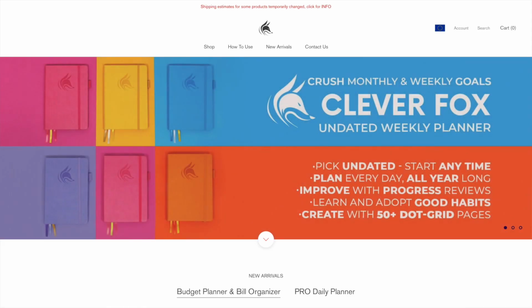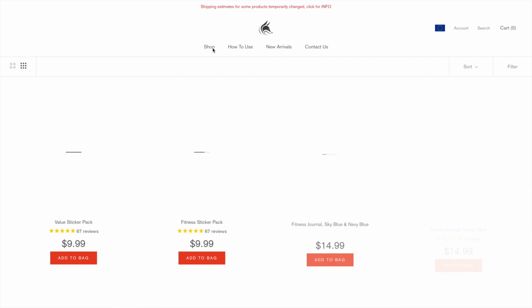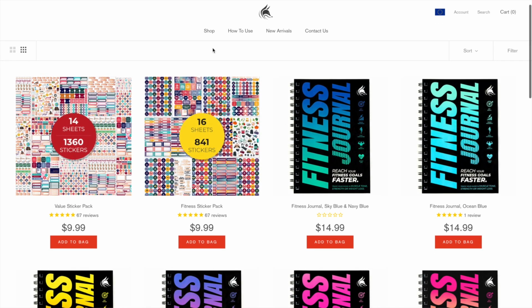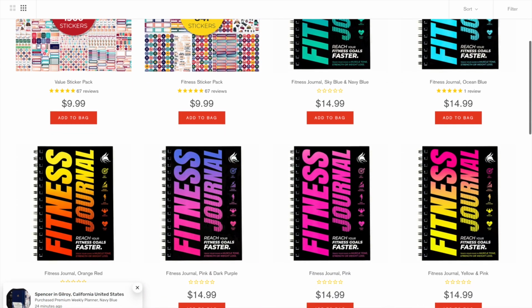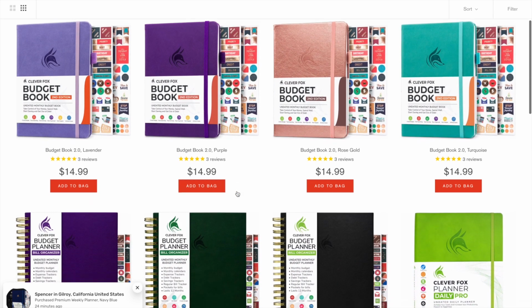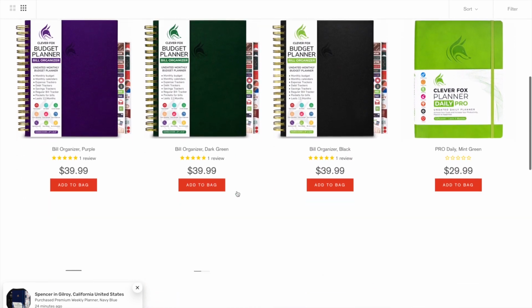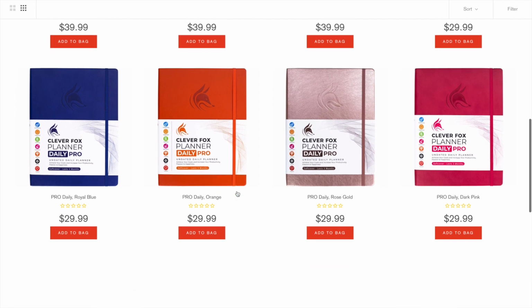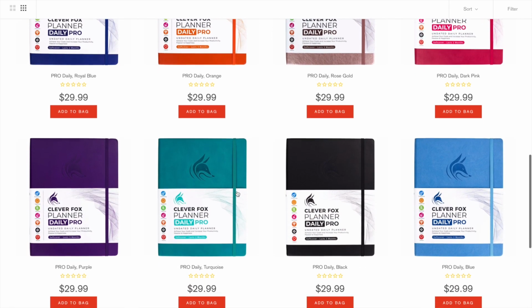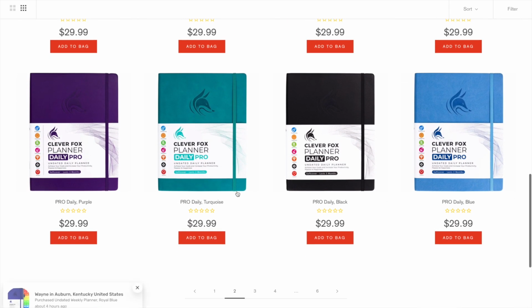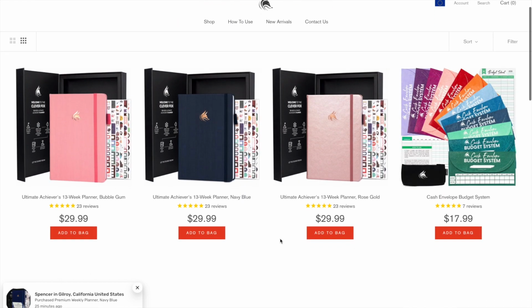They actually have a really big range of options on their website, both in the size and the style of planner, and then they also offer a lot of different types of planners, like a fitness planner, a goal planner, a budget planner, and a couple of really interesting notebooks, like a bill organizer, and also a cash envelope system.